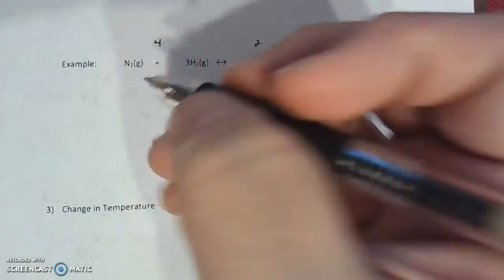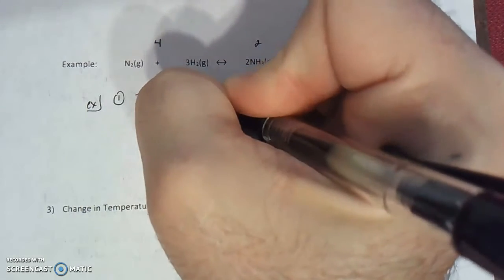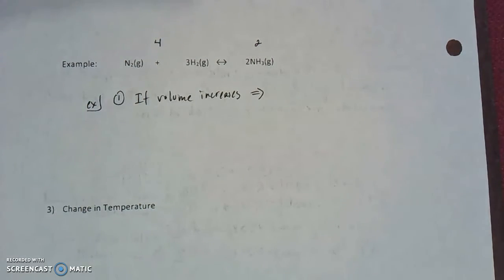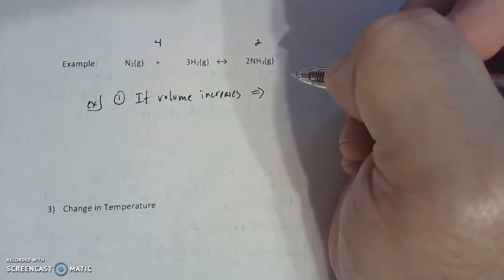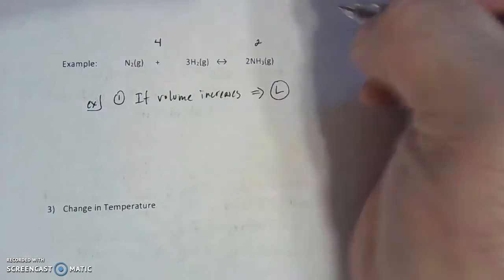So we can look at 2 different examples. Here's example number 1. If volume increases, that means that we're going to shift to the side with the greater number of moles, because if we increase the volume, we have more space. We want to maintain what we have. We want to get a little bit more crowded, so we go over to the left side.